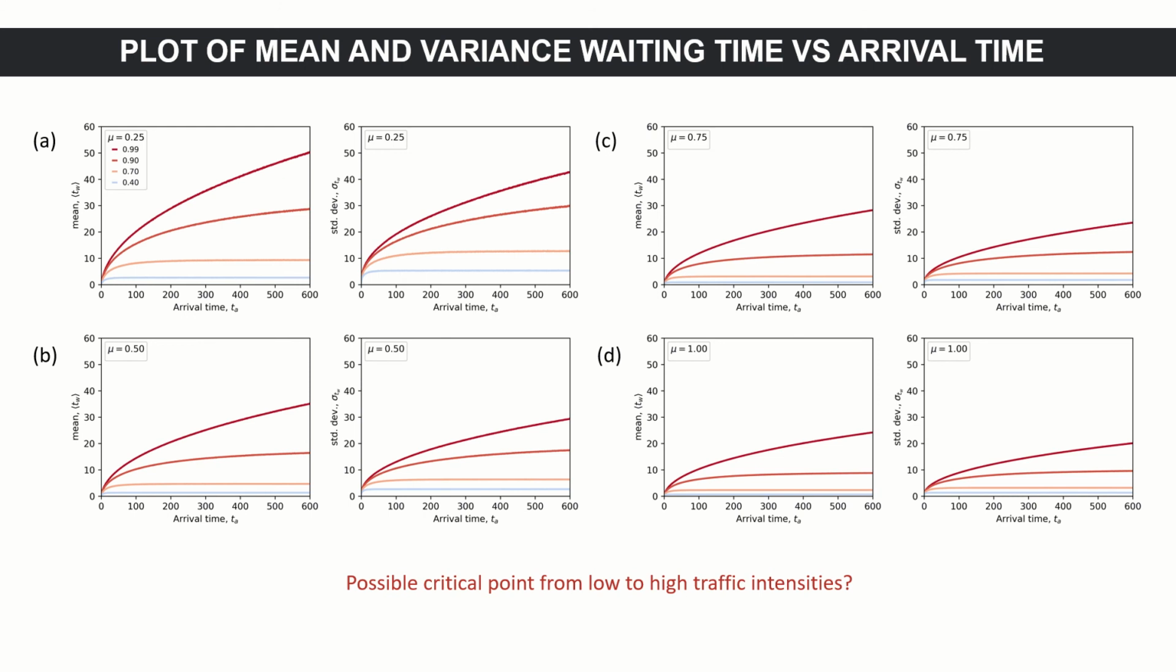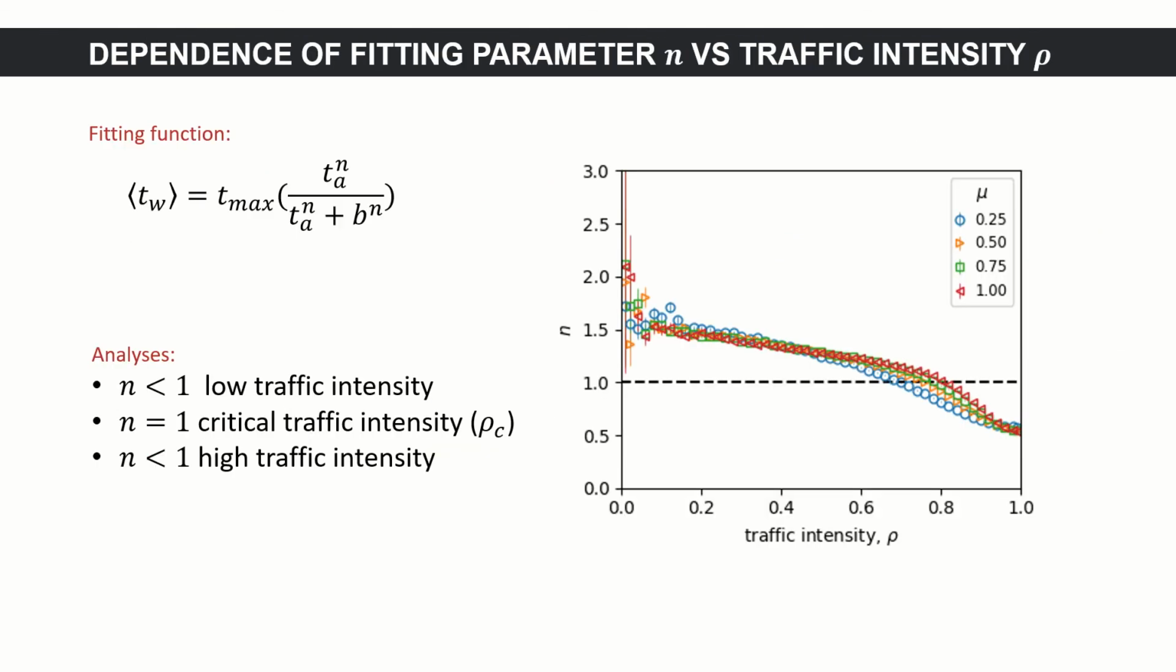We observed that for higher traffic intensities, ρ equals 0.7 and 0.9, the steady-state mean waiting time is not reached within the operating hours. This hints at a possible critical point from lower traffic intensities to higher traffic intensities. To find this critical point, we fit a logistic function of the form shown in the equation using the Levenberg-Marquardt algorithm.